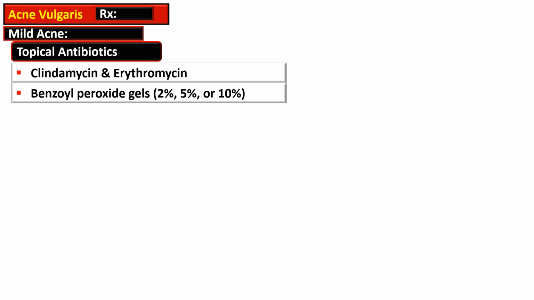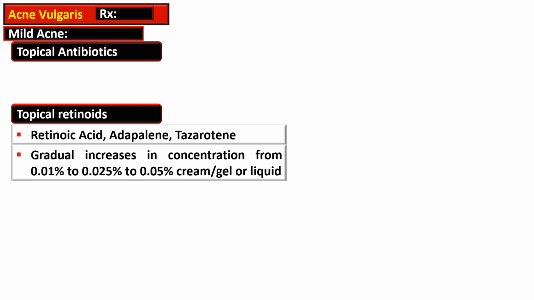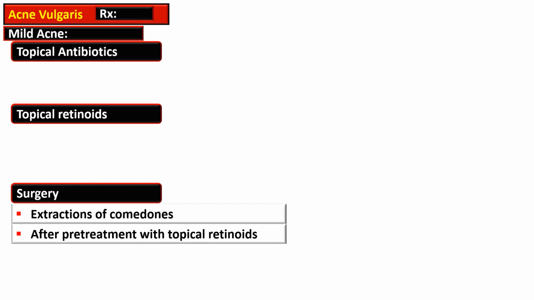So, with this background knowledge of the treatment modalities for acne, we have three types of acne: the clinically mild acne, moderate acne, or severe type of acne. For mild acne, we use topical antibiotics such as clindamycin and erythromycin along with benzoyl peroxide gel 5% or 10%. We can use topical retinoids. There should be gradual increase in concentration from 0.01 to 0.025% to 0.05%, that is available in cream, gel or liquid, and you will choose the formulation according to skin type as we have discussed earlier. Surgical options are extraction of comedones, and this is done after pre-treatment with topical retinoids.